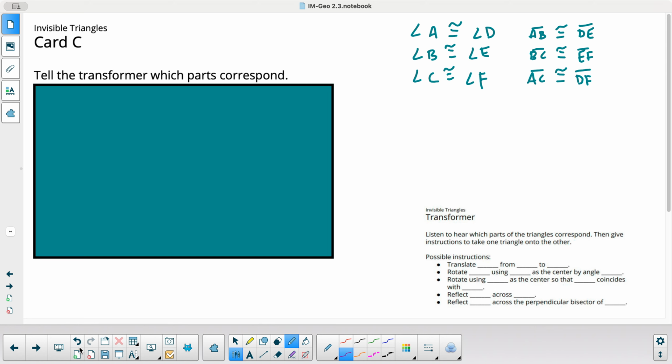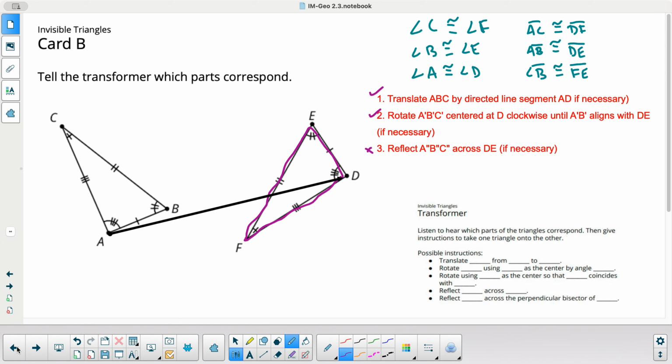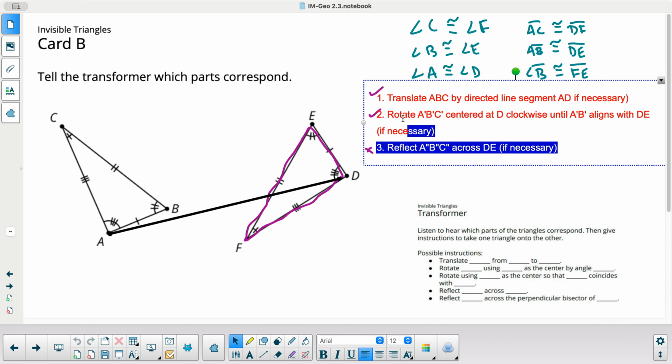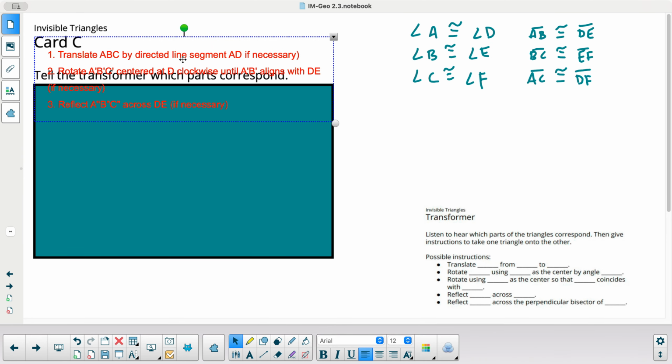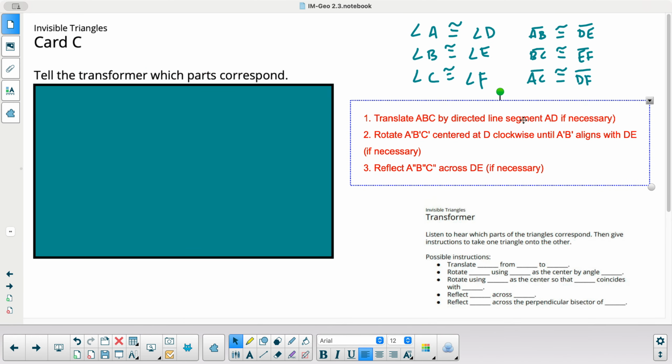All right, here's another one. I'm going to tell you what, I'm going to go back. I'm going to just copy all these directions. I'm going to change the letters to make things a little bit easier. So here we go. I'm going to put it right here. And then I'm going to see here.